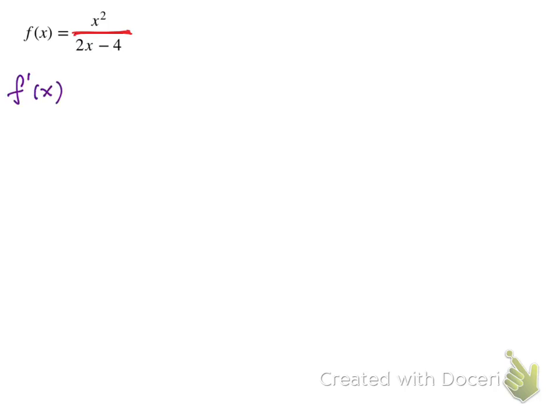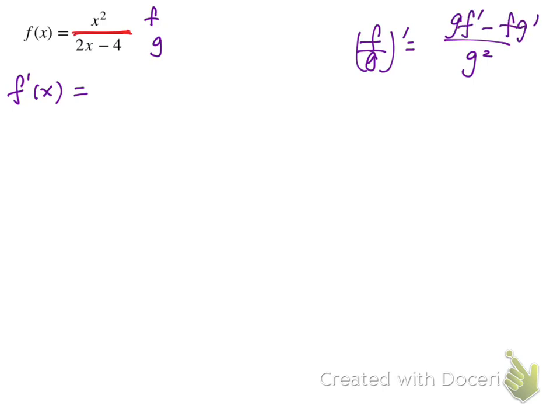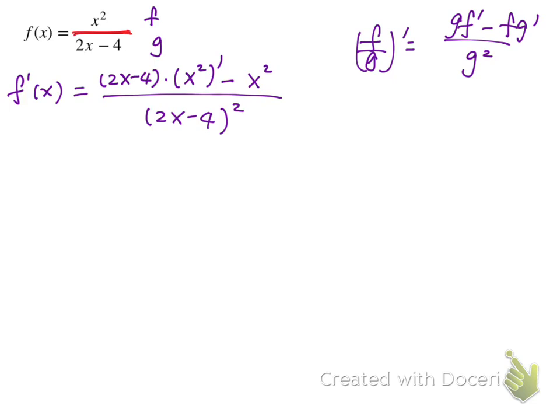F prime of x equals, this is f, this is g, right? So you do g, let me do this sideways. F over g prime is your g squared, the bottom, gf prime minus fg prime. So here you square the denominator first, then you copy that denominator one more time. Then you differentiate the numerator. Minus, copy the same thing you just differentiated or just wrote, times 2x minus 4 prime.